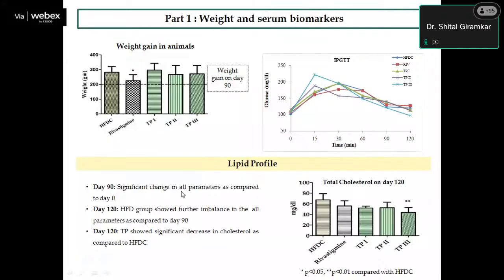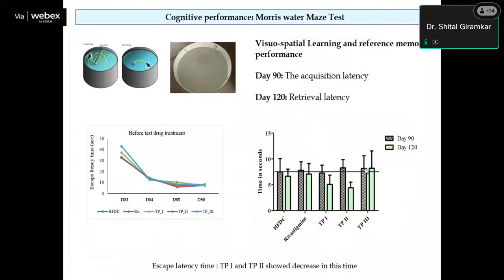And in case of lipid profile, there was significant change in all parameters as compared to day 0. And in case of high fat diet group, there was a further imbalance in all the parameters as compared to day 90. Whereas on day 120, AAA showed significant decrease in cholesterol level as compared to HFDC group in case of highest dose. Coming to the cognitive performance, Morris Water maze was performed for short-term memory.